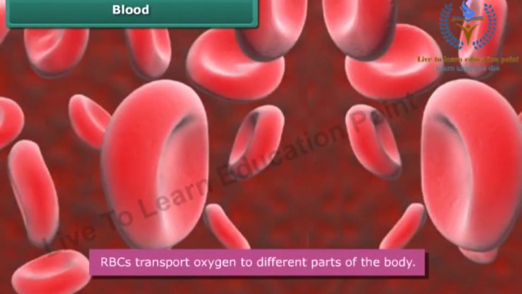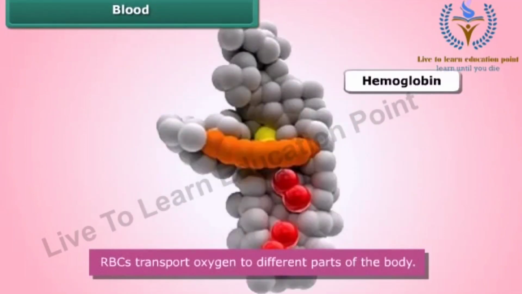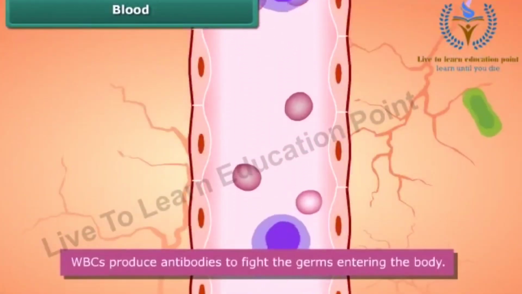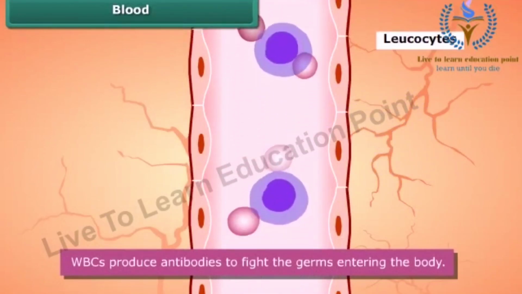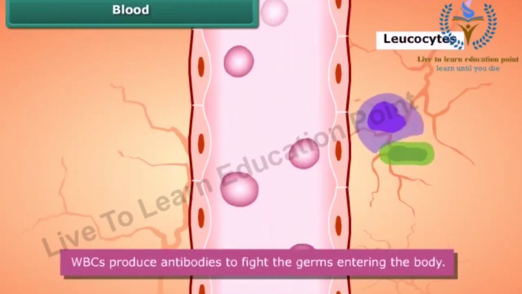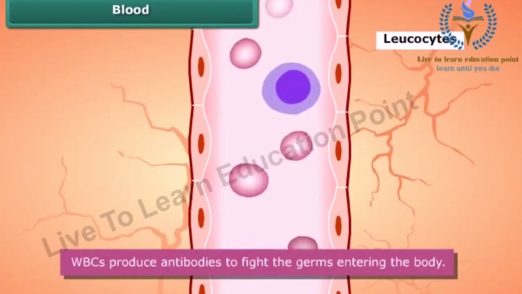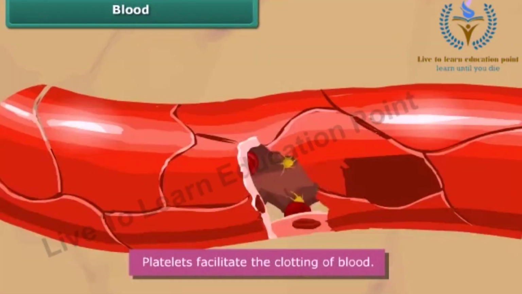RBCs are also known as erythrocytes. They are disc-shaped. They contain a protein called hemoglobin, which is rich in iron and gives the blood its red color. Hemoglobin transports oxygen to different parts of the body. WBCs are also known as leukocytes. They come in many different shapes. They produce antibodies to fight the germs entering the body. Platelets are also known as thrombocytes. They are oval in shape. They facilitate the clotting of blood.